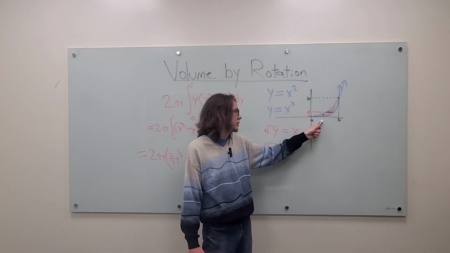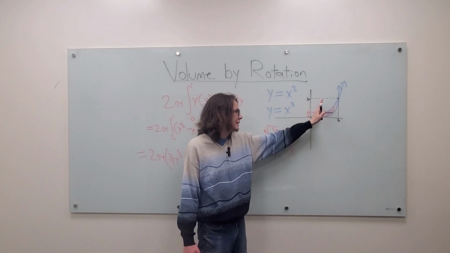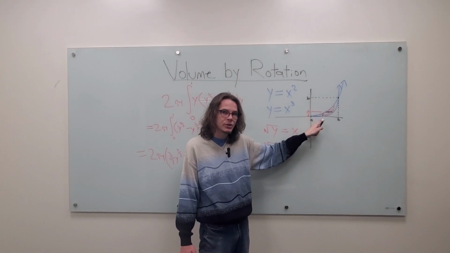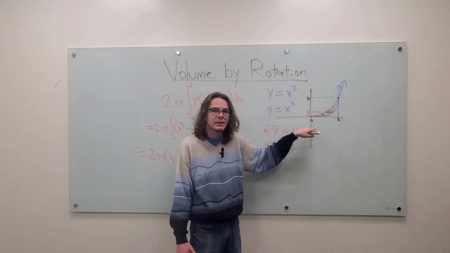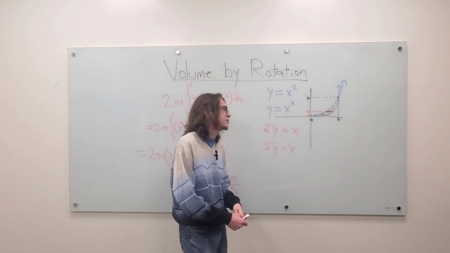But if they tell you to use the perpendicular rectangles, so you've got this infinitely thin rectangle and it is x squared minus x cubed, then that is disk. Perpendicular is perpendicular to the x-axis. So I hope that helps.